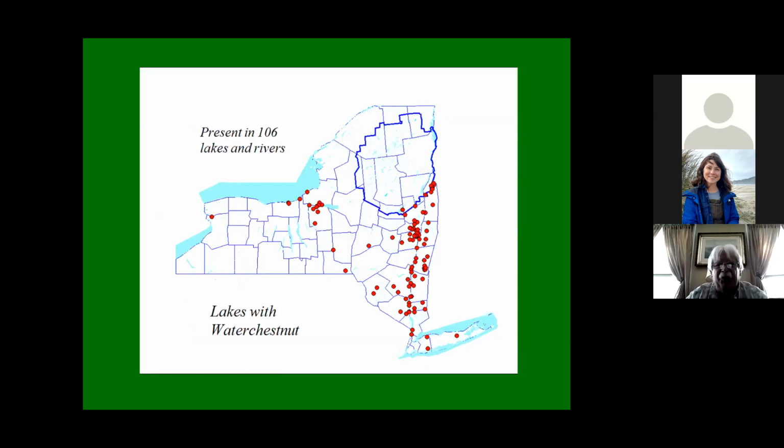Here's the distribution of water chestnut. It's mainly in the Hudson drainage, and as you can see, it's on the fringe of the park. I don't have dots on this one for Lake George, Loon, or Lake Atlas yet, but those are the principal ones in the Adirondack region. Once again, you can see it's primarily within the Hudson River watercourse and the major transportation networks for the state.